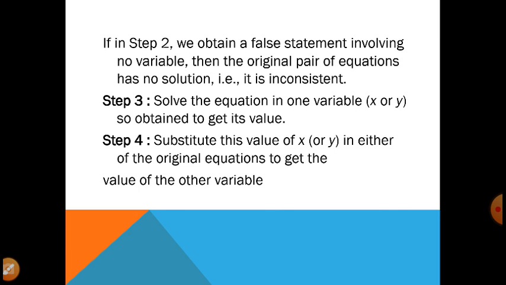And the second case is what? While adding or subtracting, we got an equation without a variable, but the two sides are unequal. In such a case, the obtained statement is a false statement, then the original pair of linear equations has no solution, meaning it has no common solution, and also it is inconsistent.